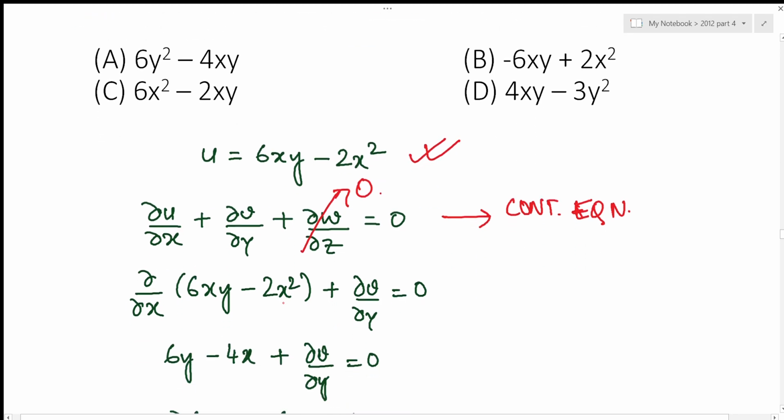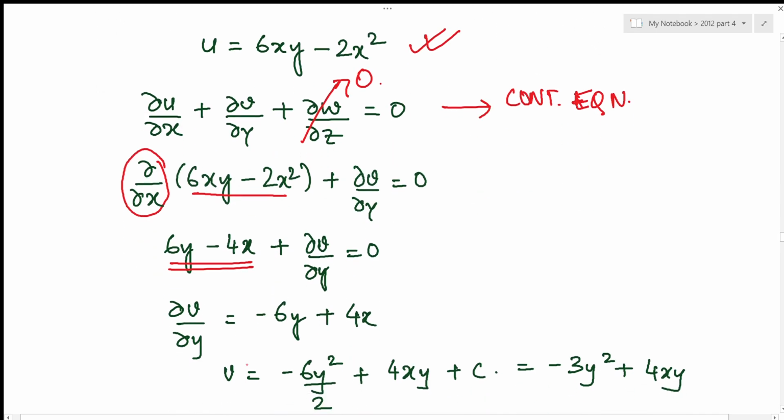Now del u by del x is written as del by del x of 6xy minus 2x square, plus del v by del y equal to 0. Now just differentiate with respect to x and it would come out to be 6y minus 4x plus del v by del y equal to 0. So del v by del y equals this portion, you just put in the negative sign over here.